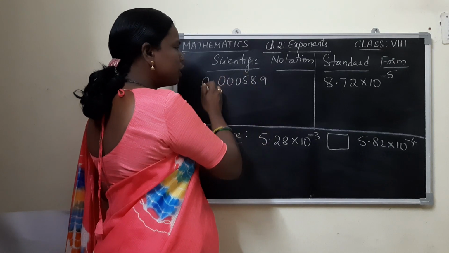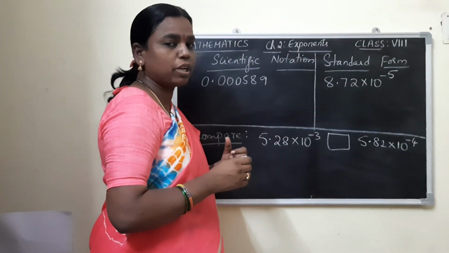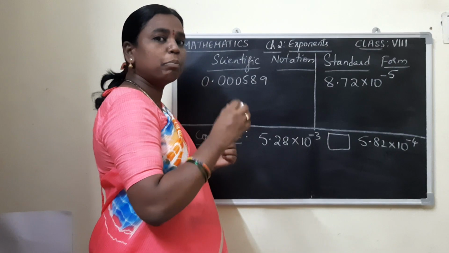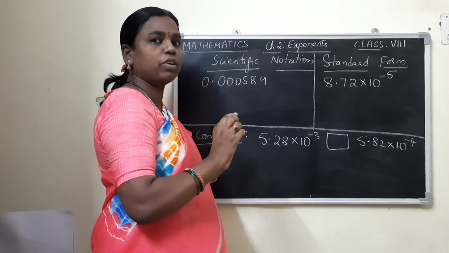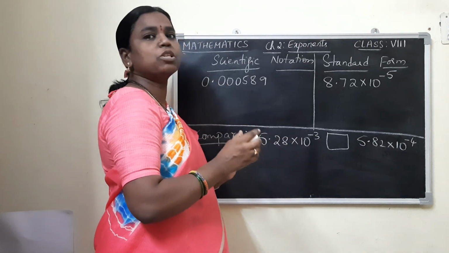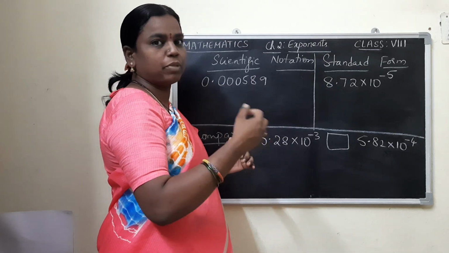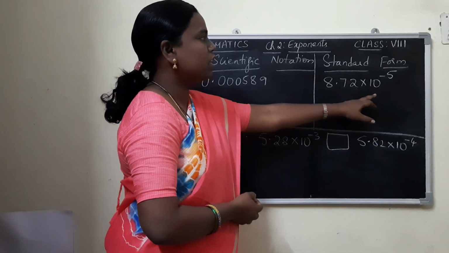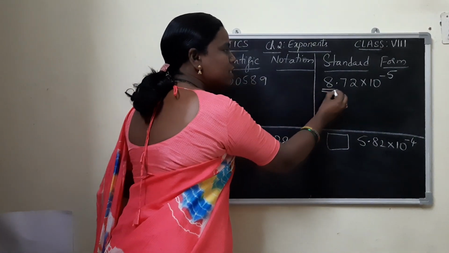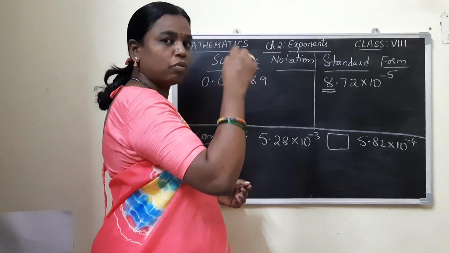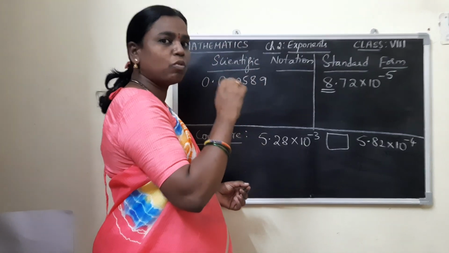0.000589. If I would like to change this to scientific notation, as you already know, in scientific notation we need to have the number between 1 to 10. That is, a number between 1 to 10 should be multiplied with base 10, that is, 10 to the power of something. For example, this is in scientific notation. So you need to have only a single digit here, that means less than 10. So the number should lie between 1 to 10.